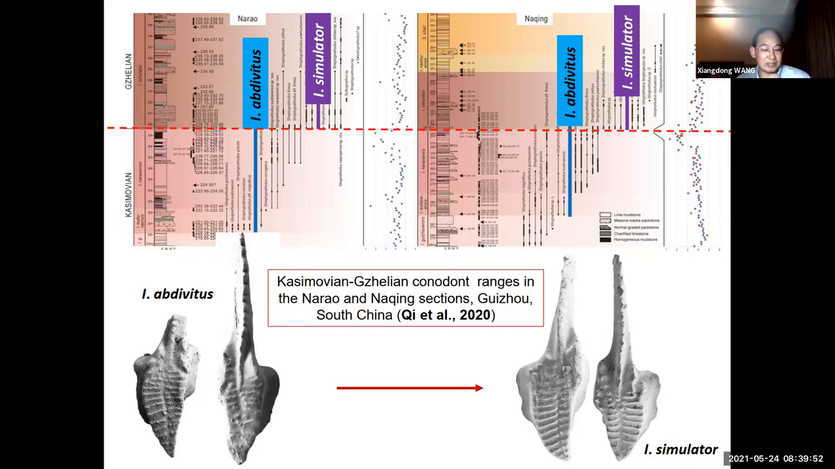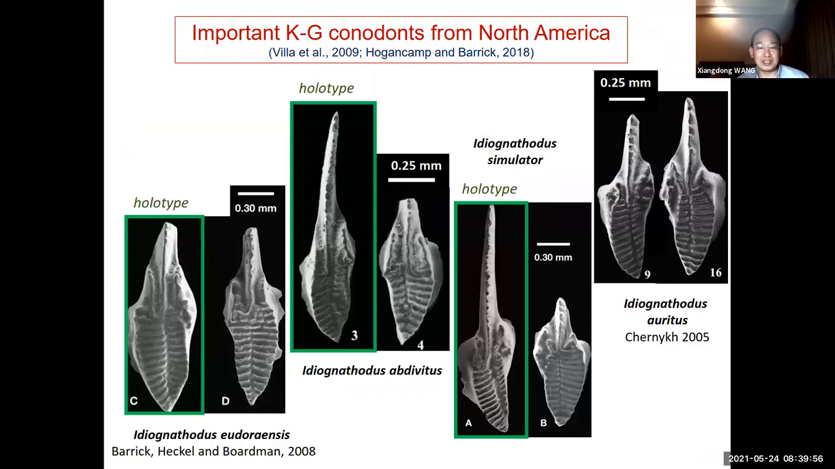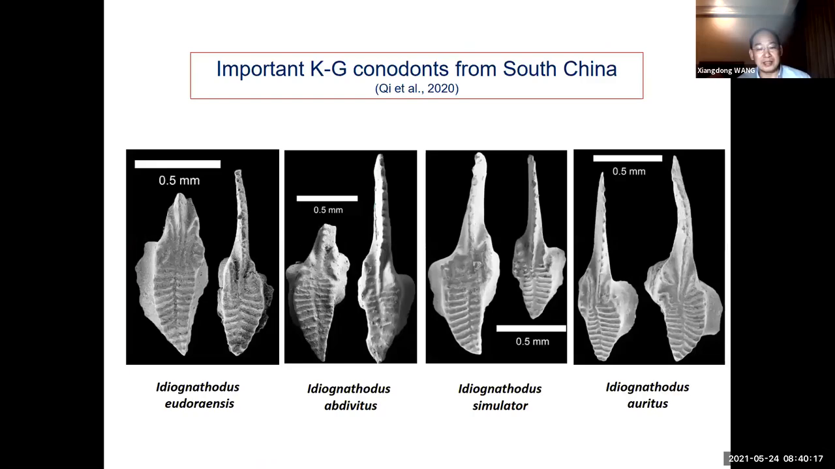Next slide, please. This shows the holotypes of really important index taxa of Idiogonathodus from the Midcontinent, Idiogonathodus eudoraensis, abdivitus, and simulator and others. Next slide, please. And this is from South China Idiogonathodus. And next slide, please.